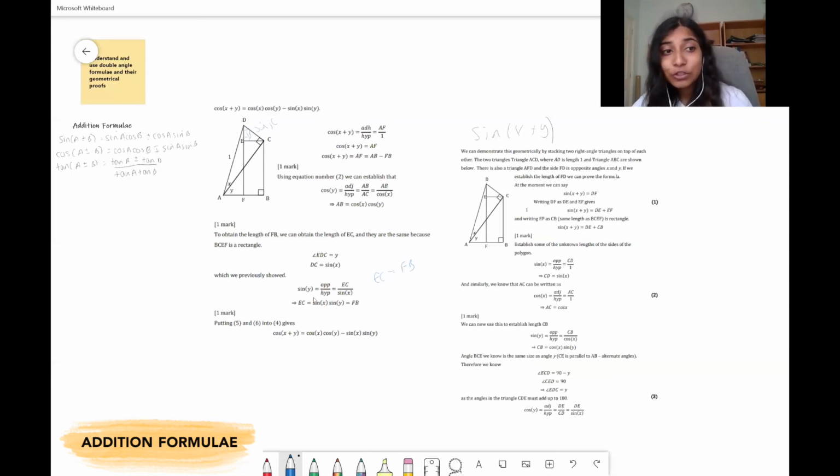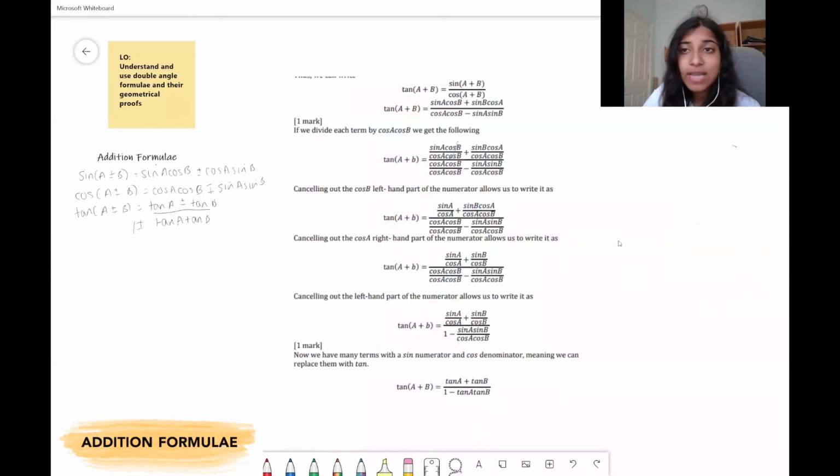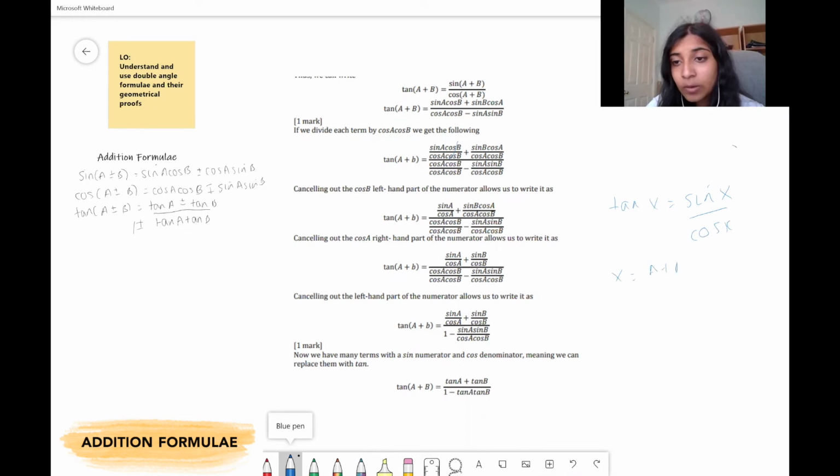Now if we move on to the formula for tan of A plus B, again, I've written out the proof over here, just so it's super clear what everything's doing. The basis of this proof is just recognizing that tan x is equal to sine x over cos x. So if we substitute x as A plus B, we get tan of A plus B is just equal to sine of A plus B over cos of A plus B.